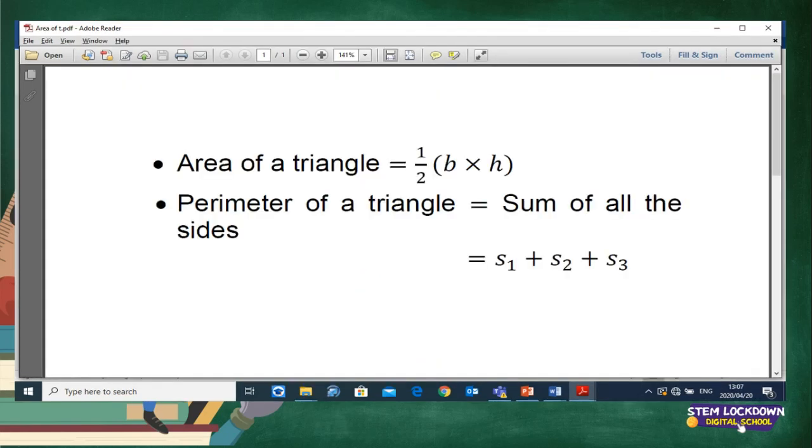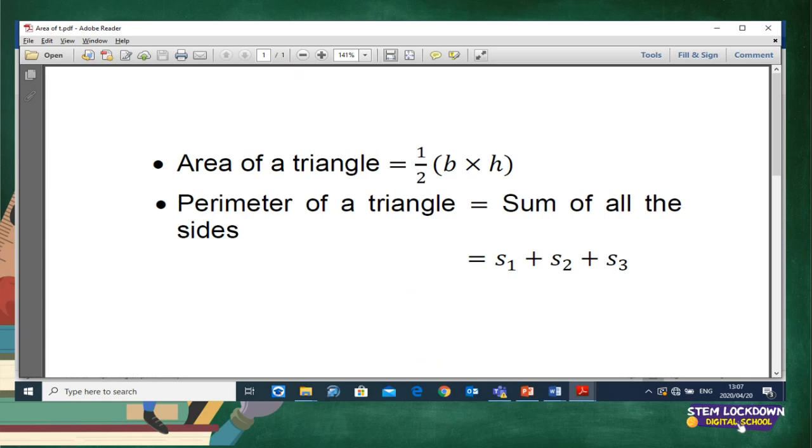And as you can see, just to wrap up our lesson, we have said that the area of a triangle is given by the formula half into B times H. And this is your formula to calculate the area of a triangle. And this is the formula that we derived in the beginning of this lesson.